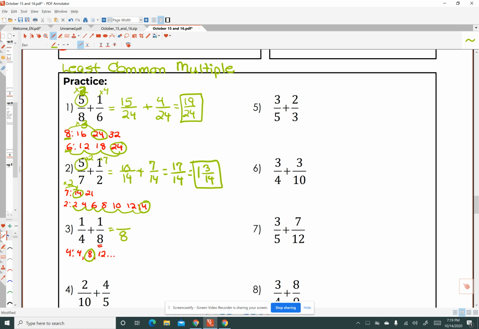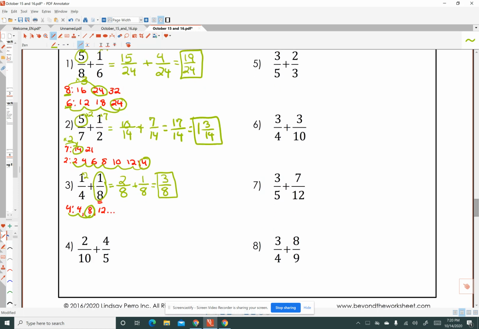So we said that the denominator will be 8. And how do we get from 4 to 8? We multiply by 2. So we'll multiply the numerator by 2, which would give us 2/8. Remember, this one doesn't need to change. 2/8 plus 1/8 equals 3/8. And that is already simplified. And that's a final answer.